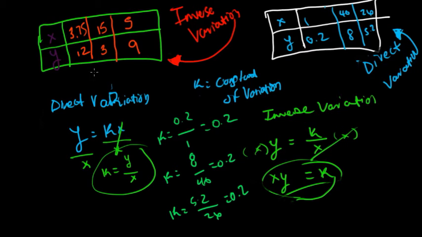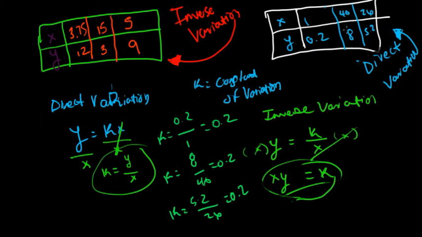Okay, just a quick note before we go. If you want to be able to tell just by looking at the numbers, x and y have to do the same in order for it to be a direct variation, and x and y have to do the opposite, the inverse, for it to be an inverse variation. So let's look at direct. Starting with 1 and 2, did x increase or did it decrease? Well, it increased to 40. And what happened to y? Y increased from 0.2 to 8. So those are both doing the same.